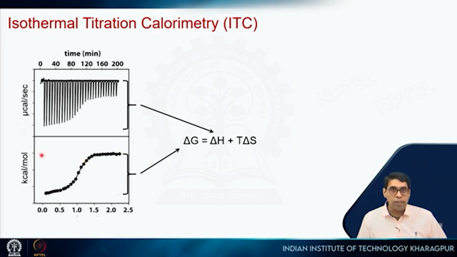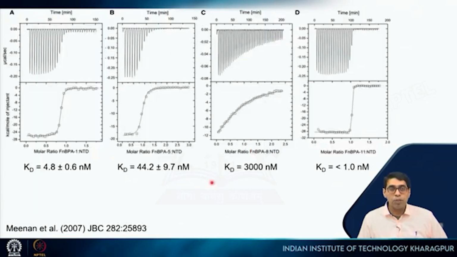This difference in heat from here to here, or in other words, the heat that you get from the first injection, that gives you a measure of delta H, right? Of course, you have to subtract the heat of dilution, and that will give you the delta H. So if you know delta G, which comes from Kd, and if you know delta H, you can also measure delta S. So ITC not only gives you the Kd or the dissociation constant, it also gives you the thermodynamic parameters, which are the enthalpy and the entropy.